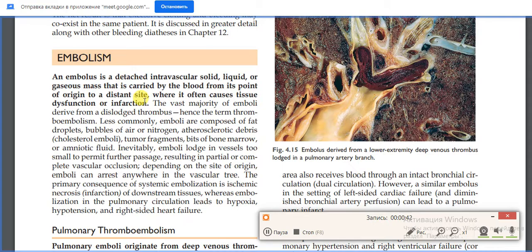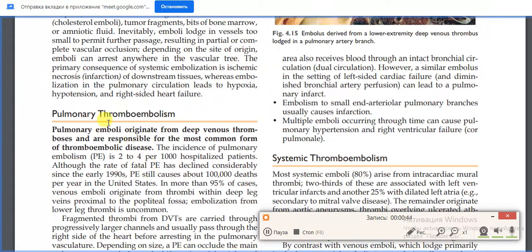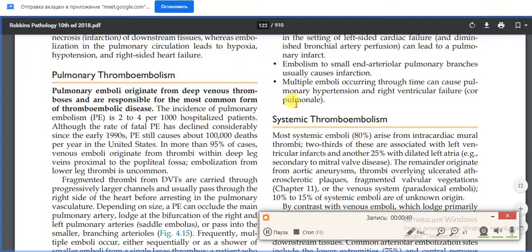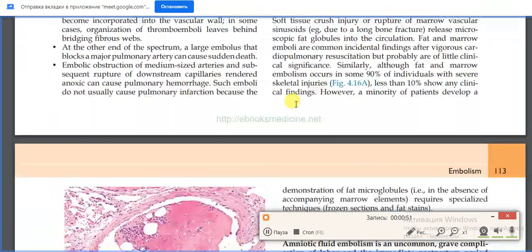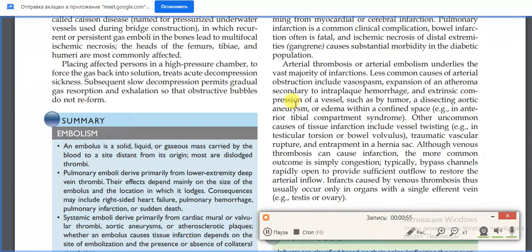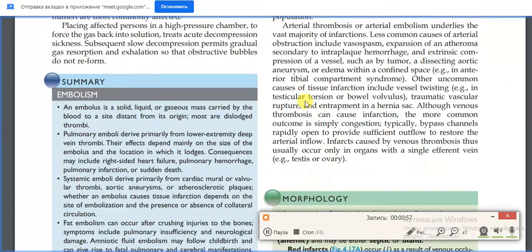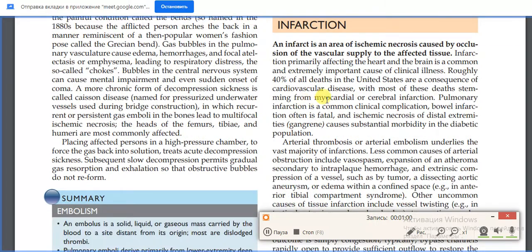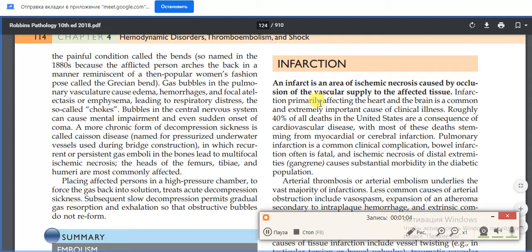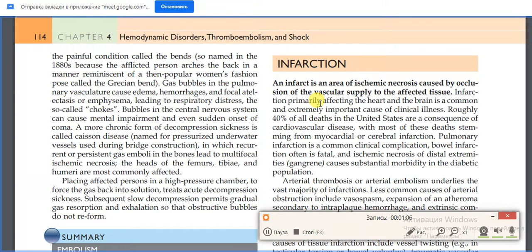We also discussed what embolism is, what pulmonary thromboembolism is, what systemic thromboembolism is, and what fat embolism, amniotic fluid embolism, and air embolism are, and we discussed the summary of this. Okay, and now we continue with the topic of infarction. Infarction is a very common disease, and everyone, even non-medical students, has heard about infarction. So let's talk about this.